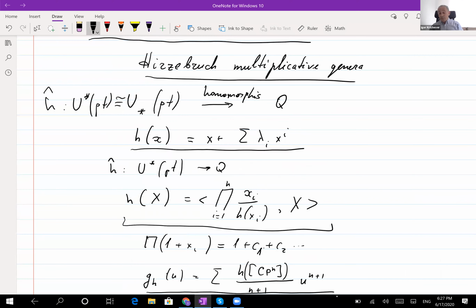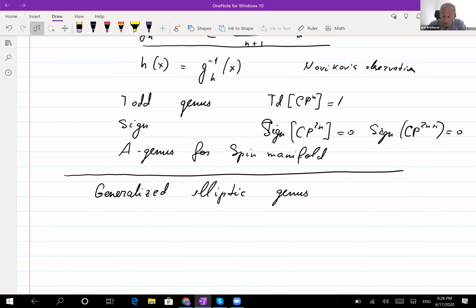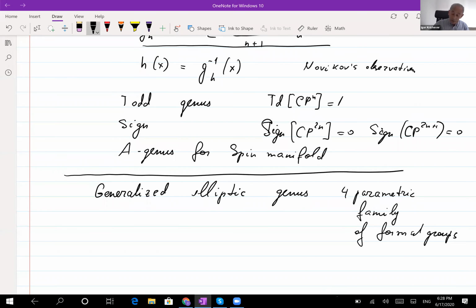So you take any formal series, you get a multiplicative homomorphism. All classical genera, including the elliptic genus, which we will talk about a minute later, are particular cases of a four-parametric family of formal groups. And they are defined in the following way.